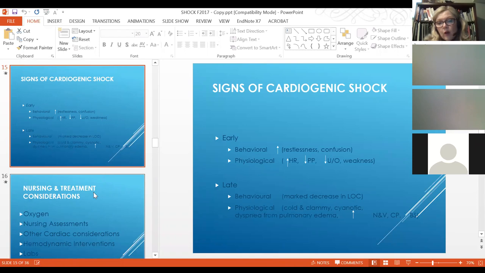That's when you see an increase in the heart rate. Decrease in the peripheral pulses, because blood doesn't need to be in my big toe, but it needs to be in my heart. Decrease urinary output, and they experience weakness. They may become cold and clammy and experience a circumoral cyanosis and peripheral cyanosis. They become short of breath because of pulmonary edema. They've got so much fluid in their lungs already. They could experience nausea and vomiting.